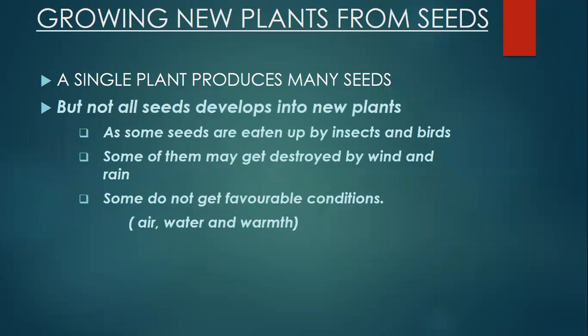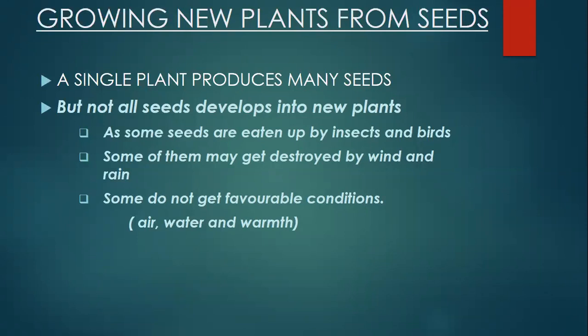Now growing new plants from seeds. You know, many plants bear flowers and these flowers develop into fruits. And you all know that fruits have seeds inside them. Now, new plants grow from these seeds, and seeds are of different colors, sizes, and shapes. Now, the question is, why do plants produce so many seeds?